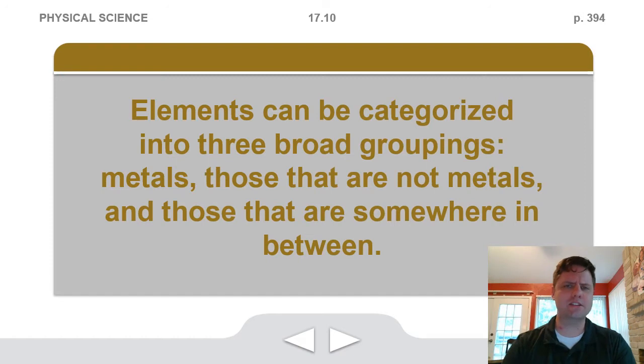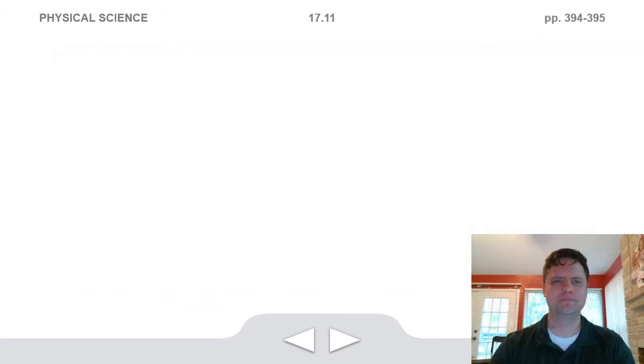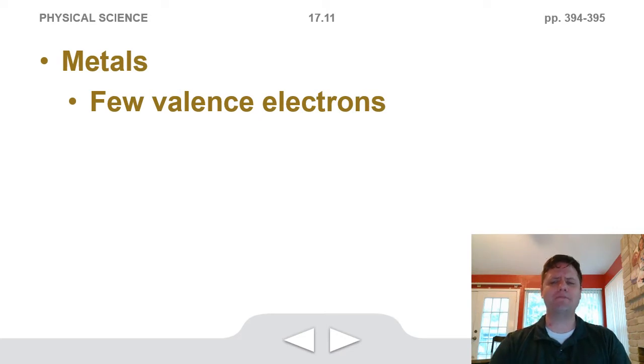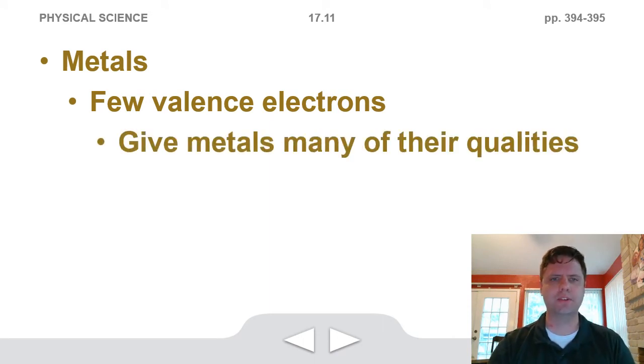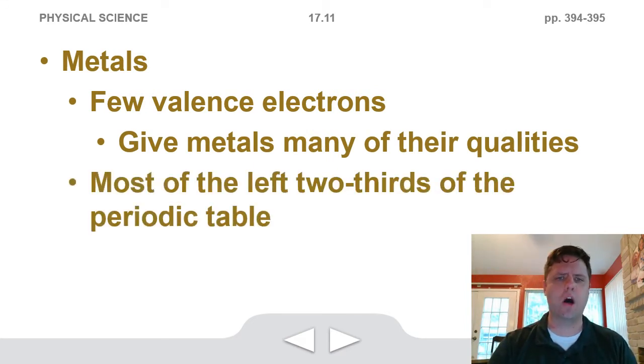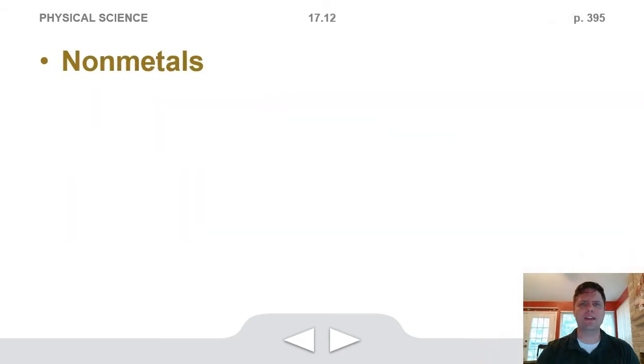So elements can be categorized into 3 broad groupings: metals, those that are not metals, and those that are somewhere in between metals and nonmetals. So metals have this characteristic of having a few valence electrons, which means those are electrons that are in the outermost energy level around the atom. And these are the electrons that are available for chemical reactions, for bonding with other elements. They have a very few number of those, which gives them a lot of their unique qualities. And as I've already mentioned, most of the periodic table, the left 2/3, is made up of metals.